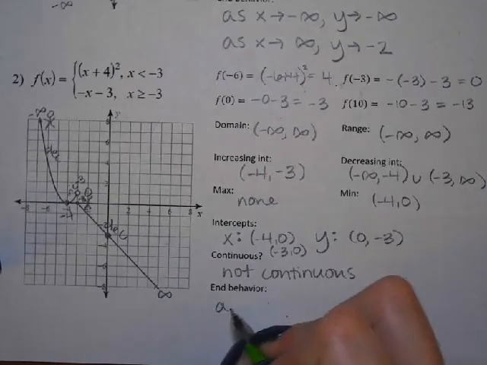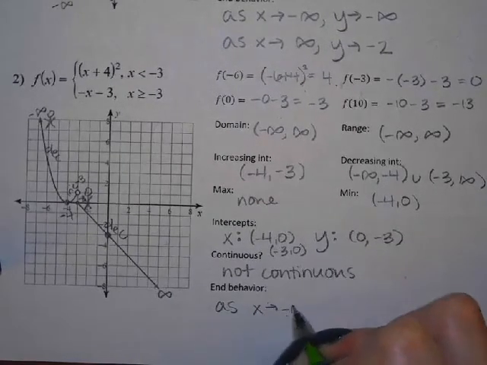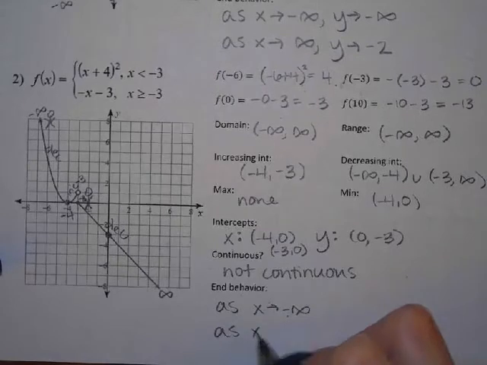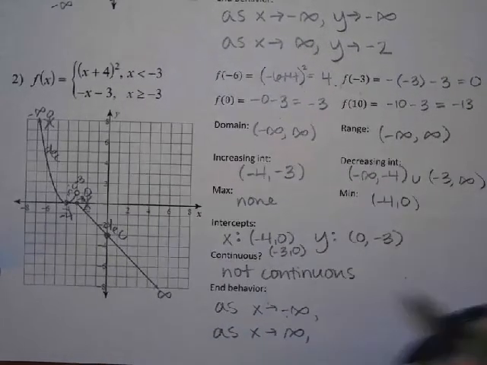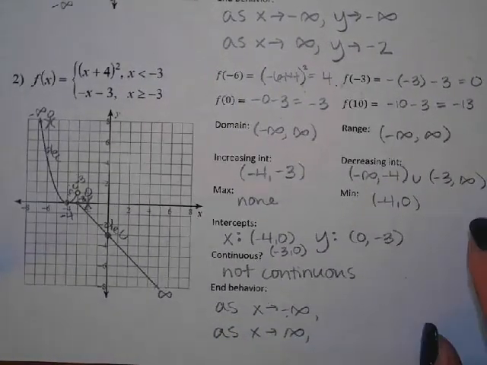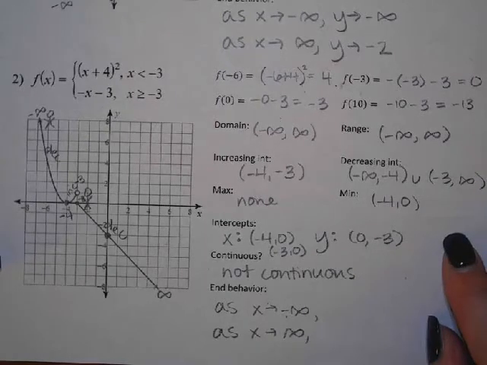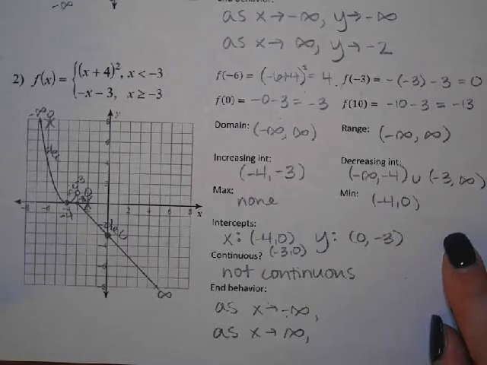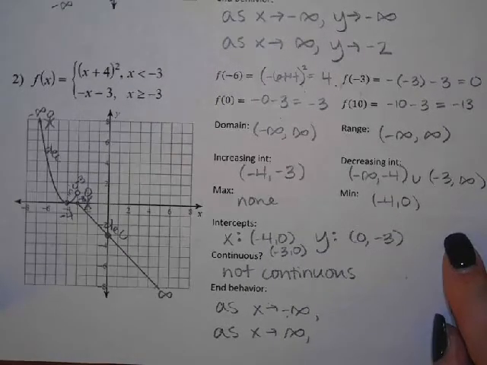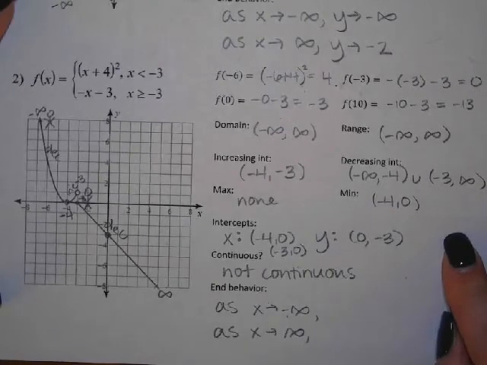End behavior. As x goes to negative infinity, as x goes to positive infinity, a chocolate Laffy Taffy is definitely a Tootsie Roll. Maybe we should just call her Tootsie. Fred and Tootsie.